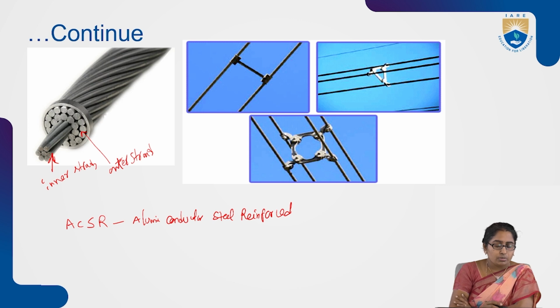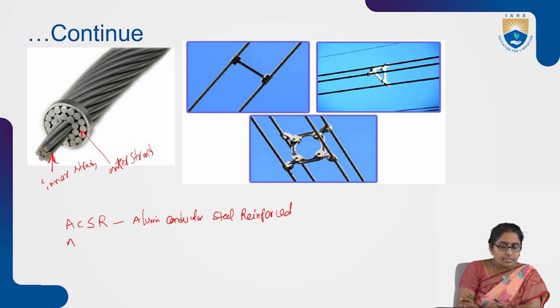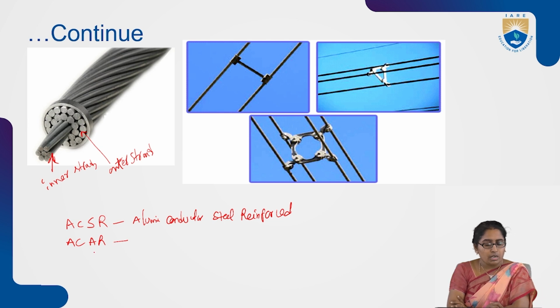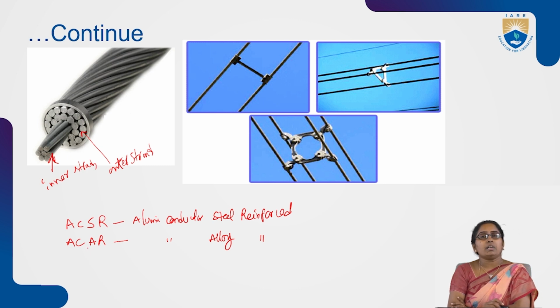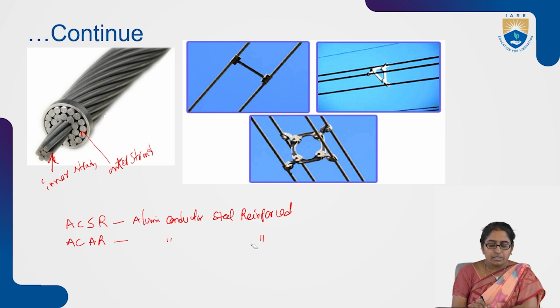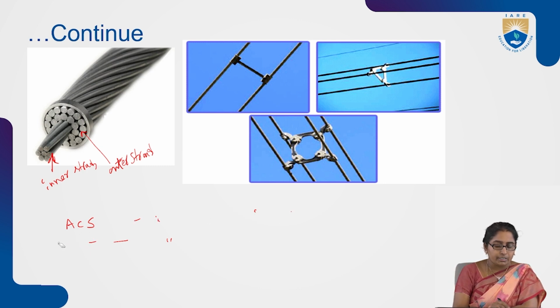Next, ACAR. What does that mean? Aluminum conductor alloy reinforced. It means the outer strands are aluminum, and the inner strands are made up of alloy. That is the meaning of ACAR. So this is about the stranded conductor.